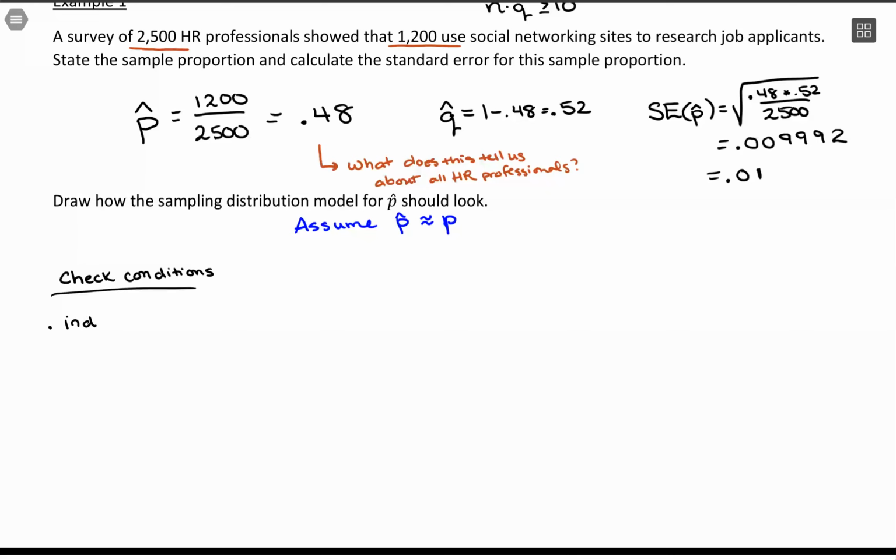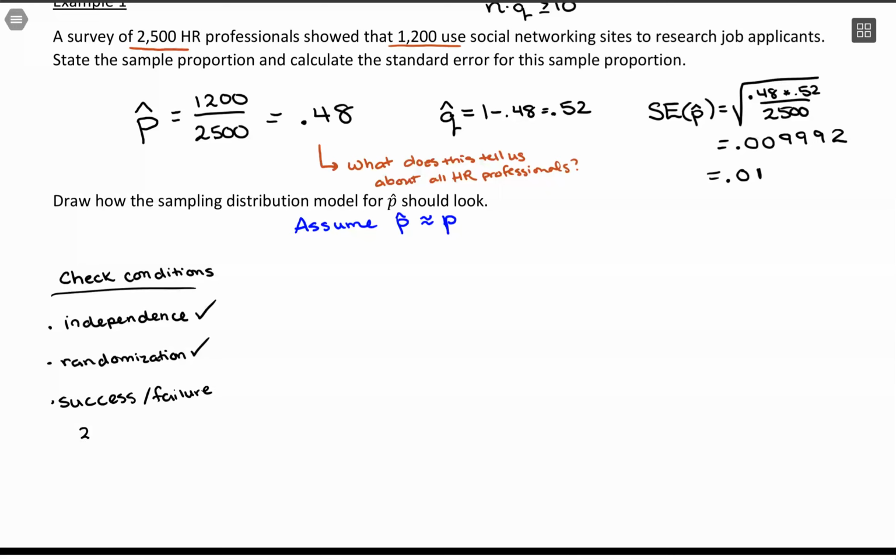So independence, and we could use that 10% condition. Sampling 2,500 HR professionals in the world is probably less than 10% of all HR professionals. Or you could say how they research job applicants would be independent of each other, but we'll be good there. Randomization, this should be a random sample, which it doesn't specifically say, but we'll assume that's good there. And then where we'll show some work is the success-failure condition.